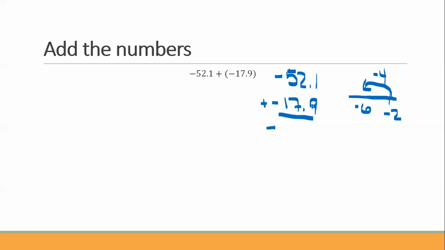So 1 plus 9 is 10, and we're going to carry our 1. Our decimal point comes down. Now we have 7 plus 2 plus 1 is 10 again, and carry our 1, and then we have 1 plus 5 plus 1 is 7. So our answer to negative 52.1 plus negative 17.9 is negative 70.0.